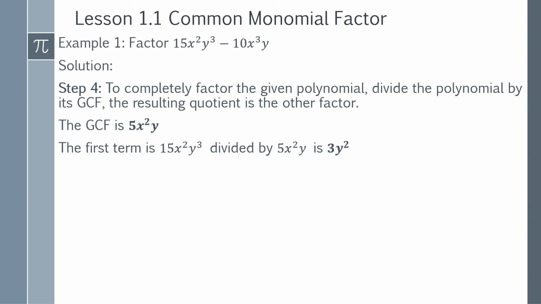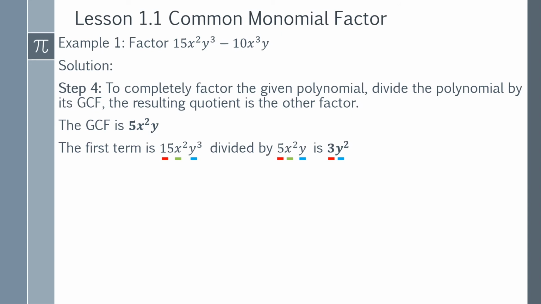Ma'am, paano nakuha ang 3y squared? Ito. Look at the lines. 15 divided by 5 is 3. Green lines naman. X squared divided by x squared is 1. Hindi na natin kailangang isulat ang 1 sa final answer. Y cubed, sa blue lines. Y cubed divided by y is y squared.